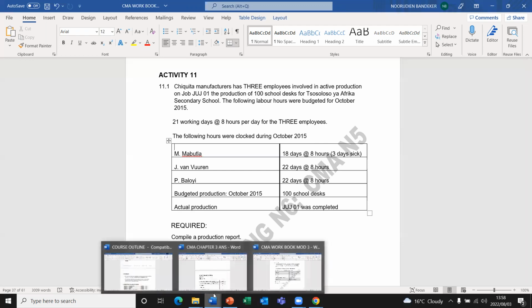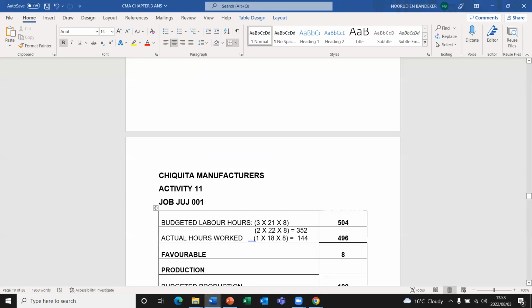So we're going to go here to the actual hours worked. 2 times 22 times 8 gives you 352 actual hours worked, and then 1 person worked for 18 days and 8 hours per day. So there it gives you 496. Now, they budgeted to work for 504. They worked for 496. The variance, therefore, will be favorable. And there you can see the 8 hours is not in brackets.